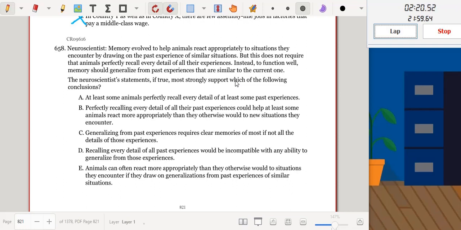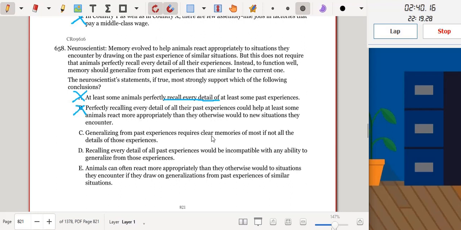Support. So every detail is not required. So they have said that some details. So this is not perfectly recalling every detail of the past, which could help at least some. So my agenda is not to get every detail.